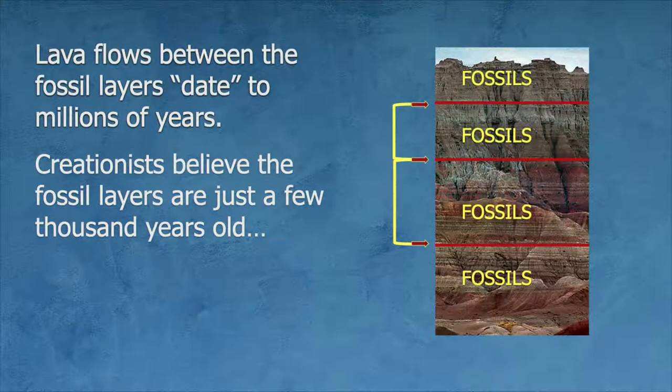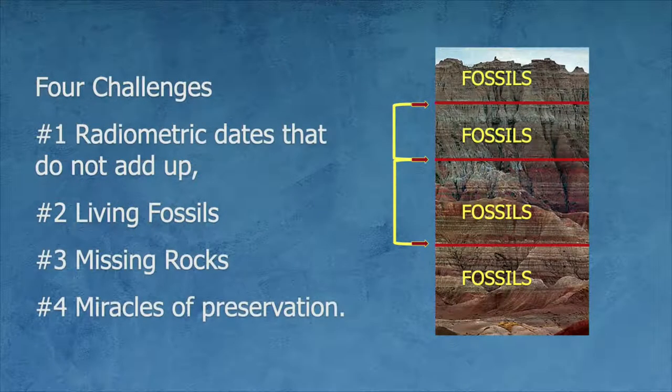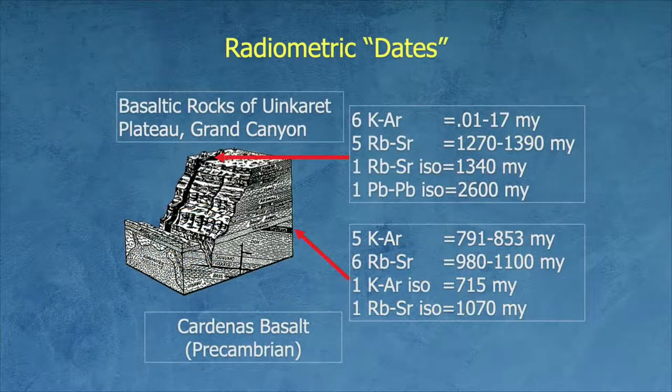But the good news is that before we give up, there are some challenges to potassium-argon dating. One is that radiometric dates don't always add up. We're going to go over them now, but we're going to talk about them more in detail. Number two is living fossils. Number three, some missing rocks in the geological column. And fourth, miracles of preservation, and we're going to look at each of those. So stay with me here, right?